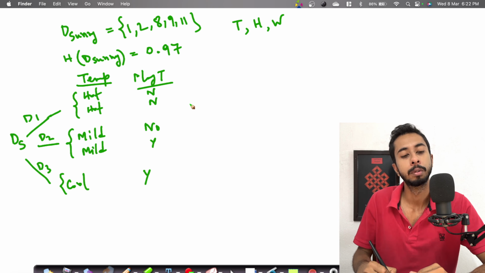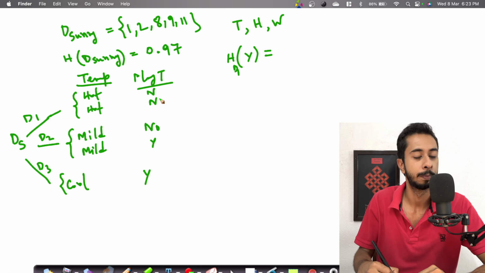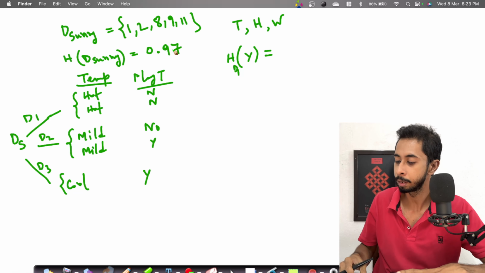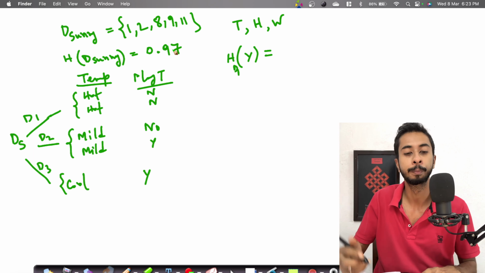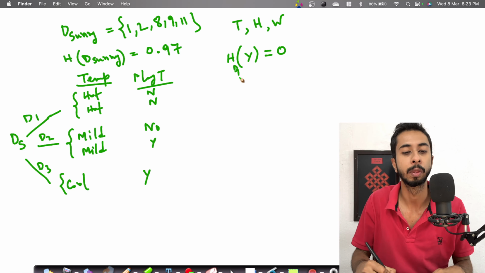Now we need to find the entropy. What will be the entropy on this? See, both are no's, right? Both are no's means we are very sure what the class is. So we can directly write it as 0. Entropy is 0 here. You can calculate it, and you will get a 0, right?